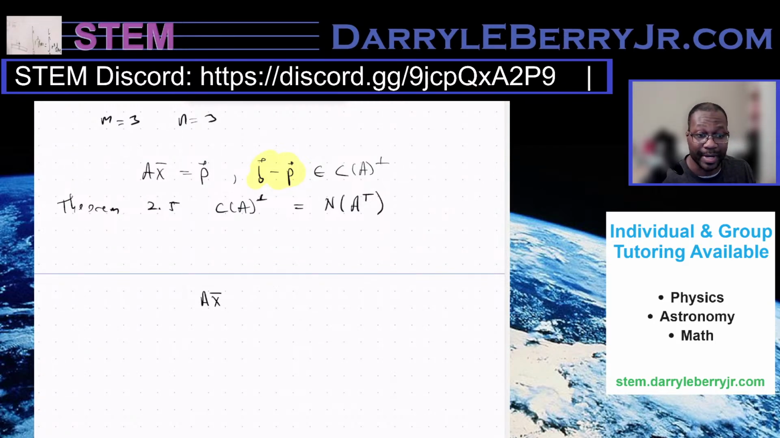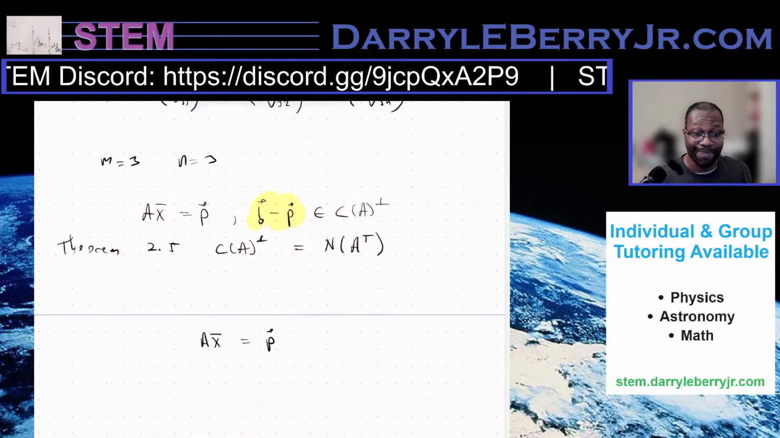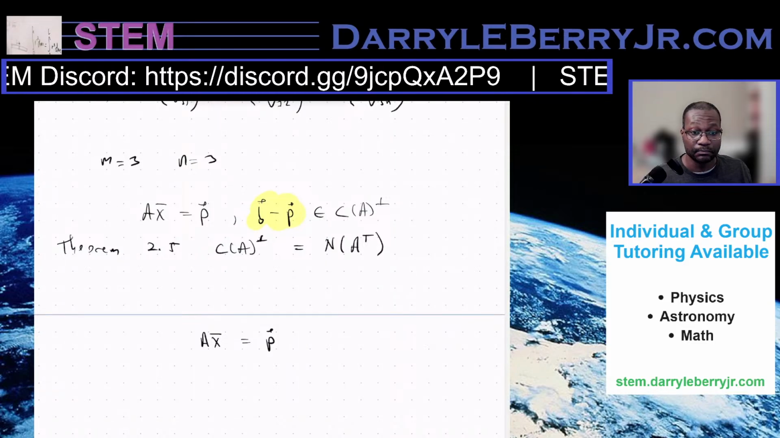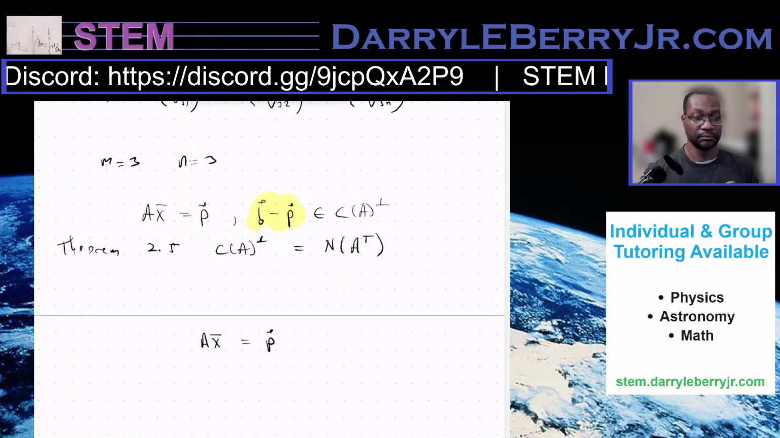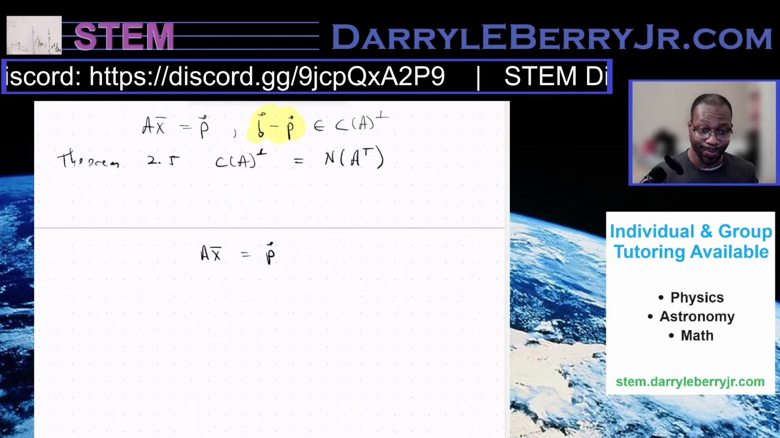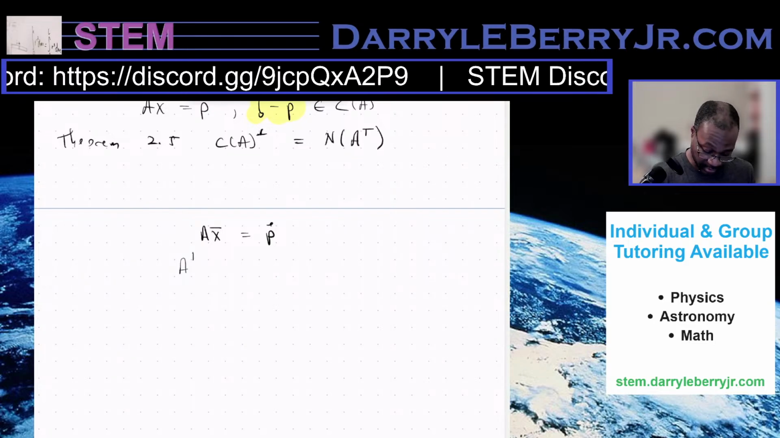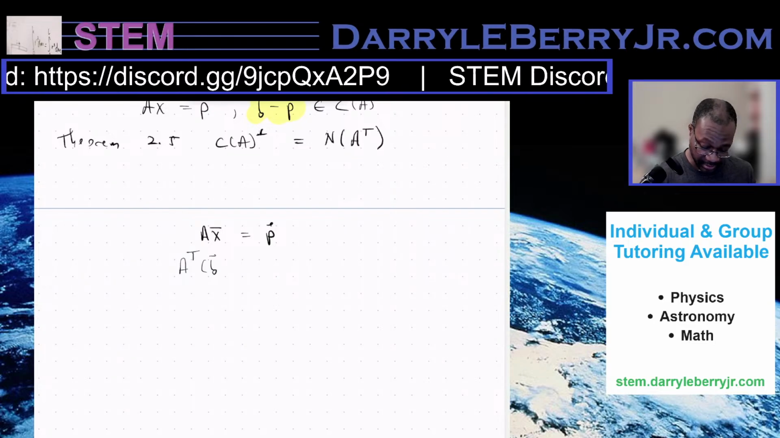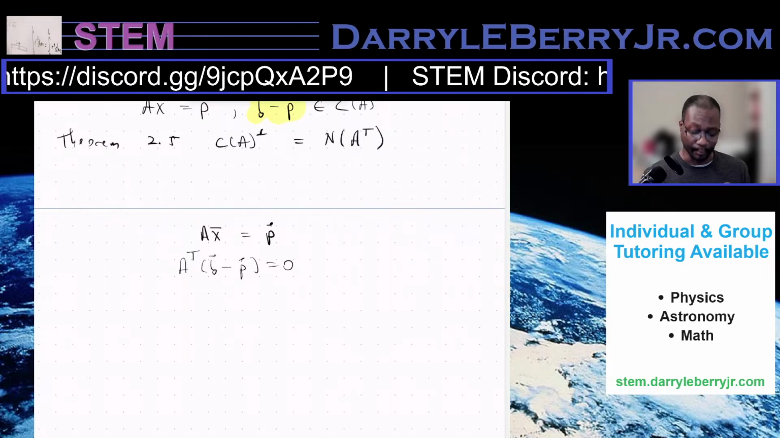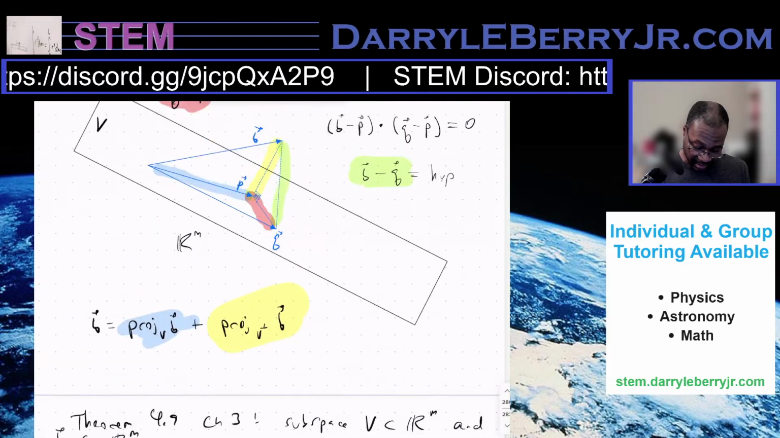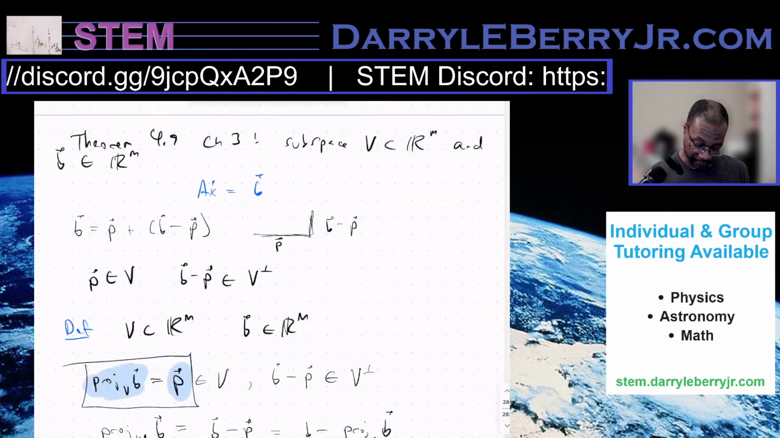So now we can say A x bar equals P. I'm still not sure why there's a bar over the X. I guess it's because that X is P minus P. I'm not sure why the bar is there. And A transpose times (B minus P) equals 0. So A transpose times the yellow line, which is B minus P, is 0.